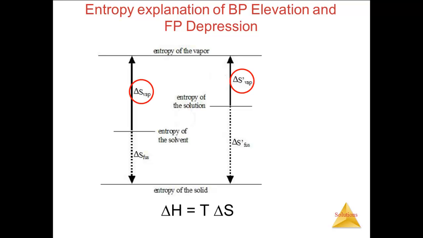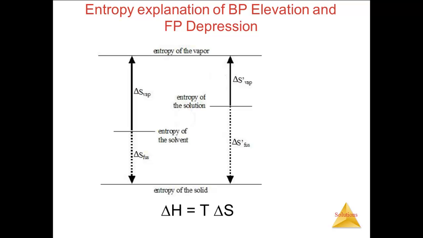The change in entropy for the liquid vaporizing is less for the solution than it is for the pure solvent. The value of the heat of vaporization does not change from the pure solvent to the solution, since the same process is occurring in each case. So the same value of delta H is equal to T times a smaller value of delta S. Therefore, T must be larger. The boiling point rises.